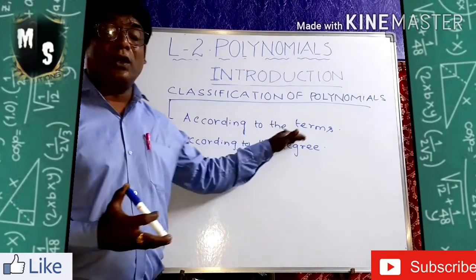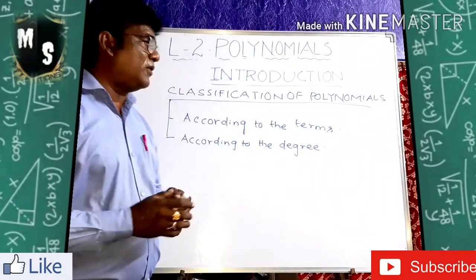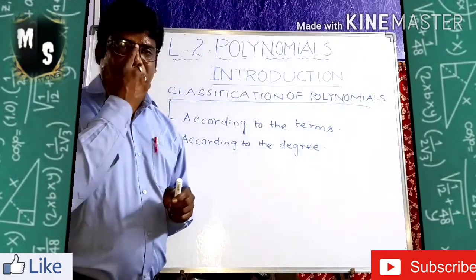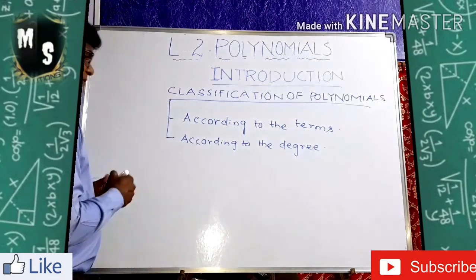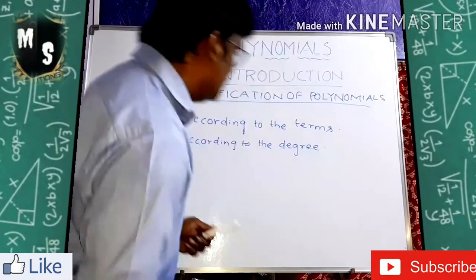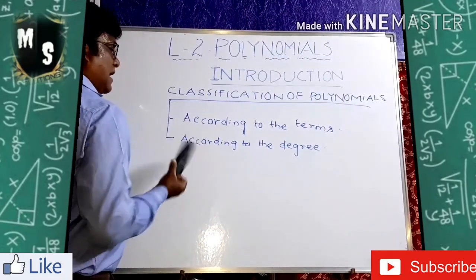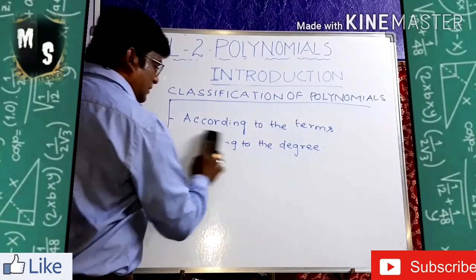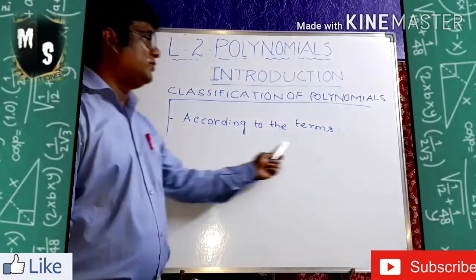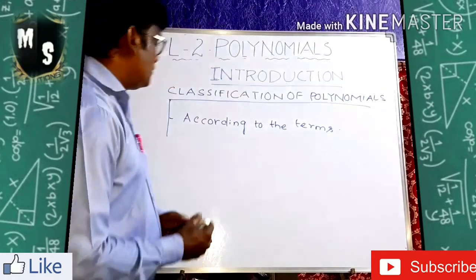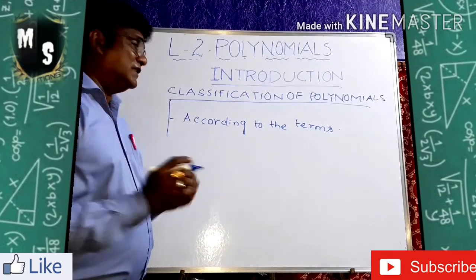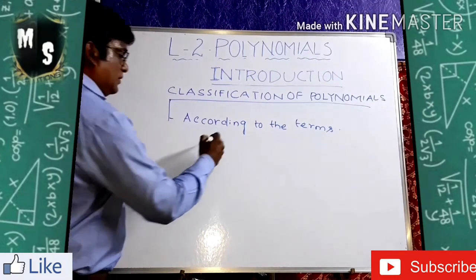What is according to the terms? When I speak about a polynomial according to the terms, we have to go for an algebraic expression first. My heading is this one: I am explaining polynomials according to the terms. So for the explanation, let the algebraic expressions I am writing here.